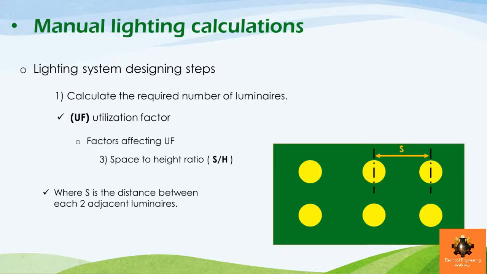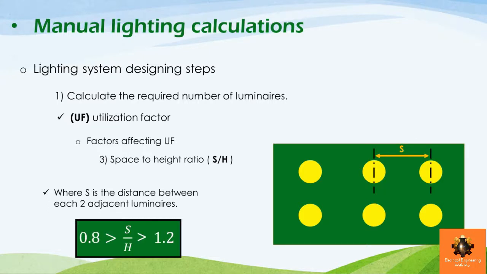And this ratio can be less than 1 or greater than 1. For its accepted value, it should be in the range of 0.8 to 1.2, so it shouldn't be less than 0.8, and it shouldn't be larger than 1.2. This is to have a good lighting system design, one that has a good utilization factor. Very good. So that's for the parameters affecting the utilization factor.